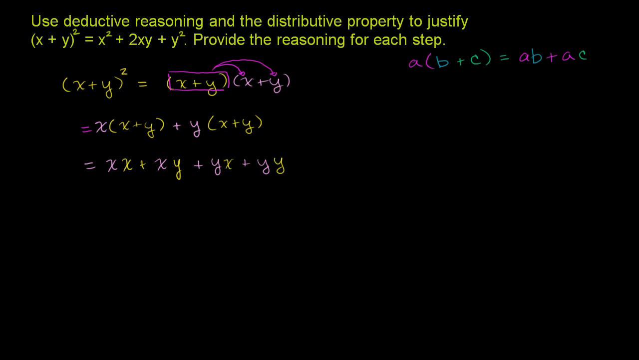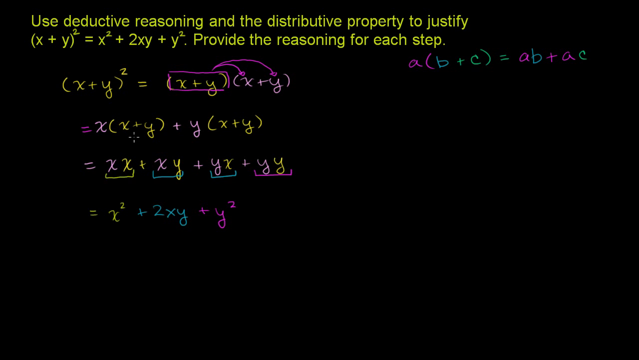Now, what do each of these things equal? x times x is the same thing as x squared. Then we have 1xy, but we also have yx, which is the same thing as xy. It doesn't matter what order you multiply in. So xy plus xy is 2xy. And then this last term, y times y, is the same thing as y squared. So we're done. We've used deductive reasoning.